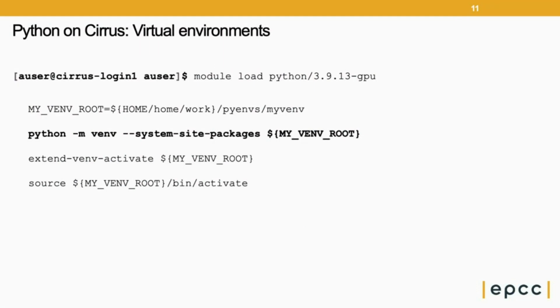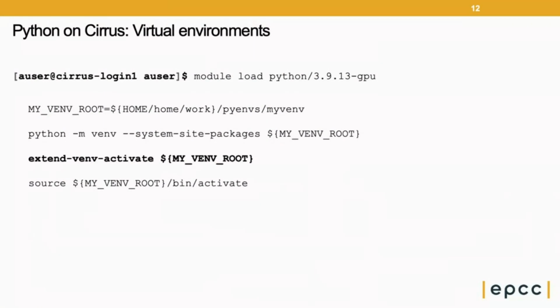So you're going to call it with the virtual environment module, that's venv. And then the system-site-packages option is just indicating that you wish to include in your local environment the packages that are installed centrally. And then obviously you pass it the path for your local environment. When you've done that, there's an extra step. You need to run this extend-venv-activate script.